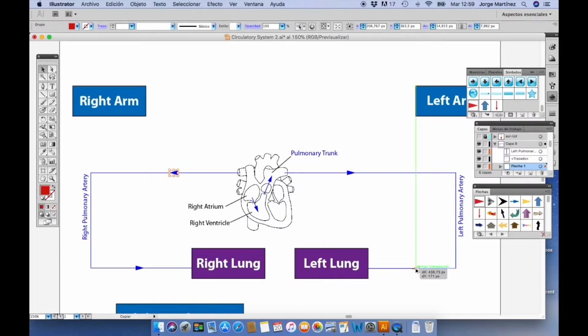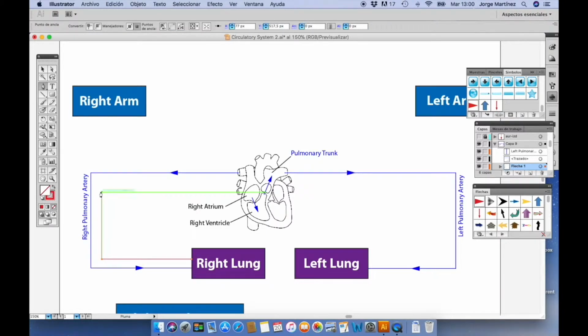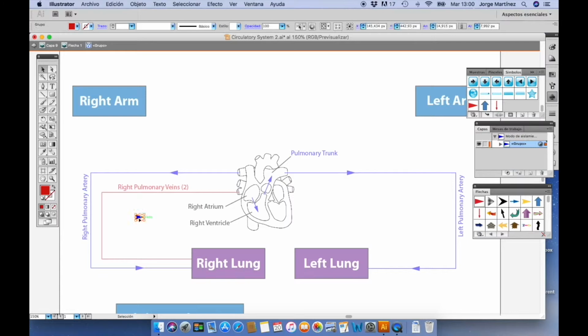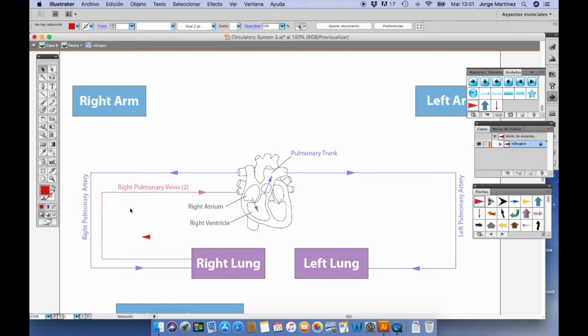After being oxygenated, the blood must return to the heart. The blood from the right lung returns to the heart through the right pulmonary veins. There are two right pulmonary veins that end up in the left ventricle.